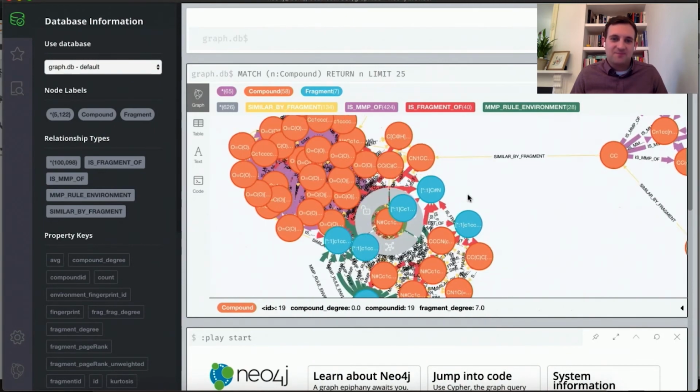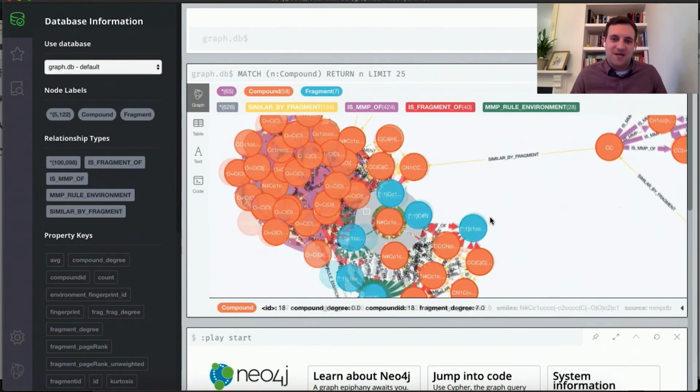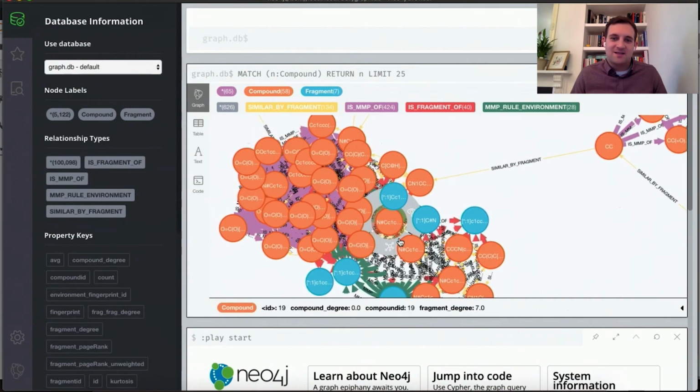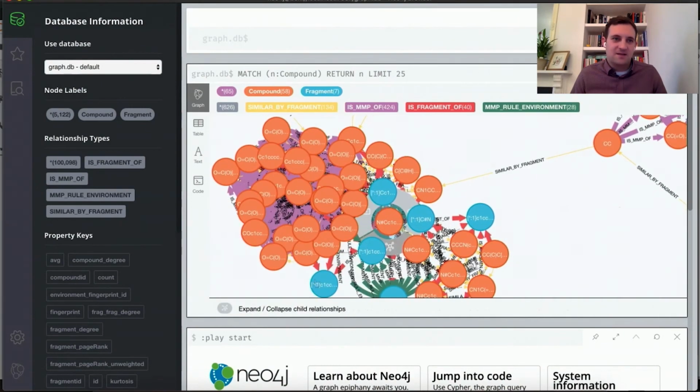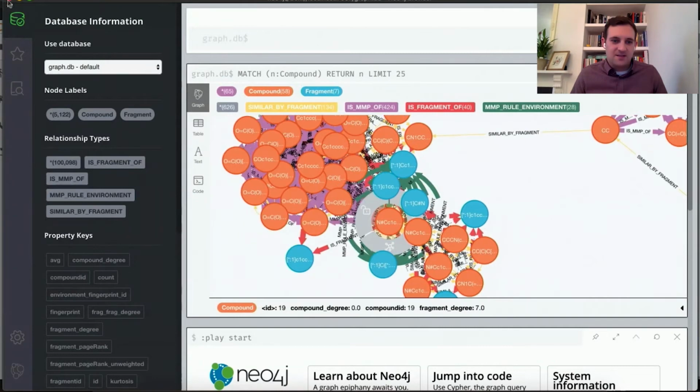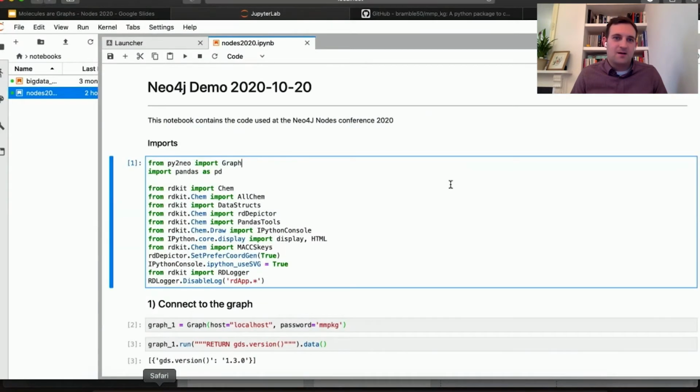It's just a big hairball. So really the better way to interrogate this at the moment is to use Python and pull out the data we want. So I'll just close that down and go back to our Jupyter notebook. So we're going to use PyTLEO to connect to our graph.